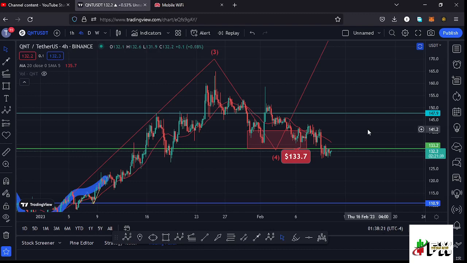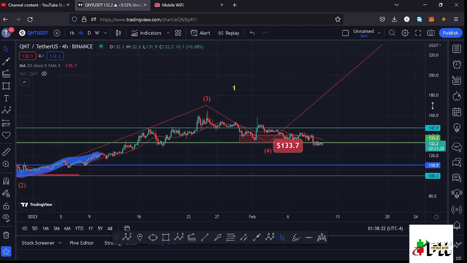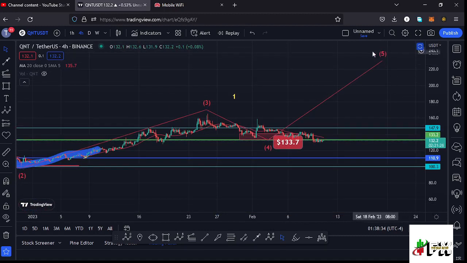We have also continued to obey the Elliot structures, where we have fully maximized our target area to the lower side in the formation of this wave 4, and very soon I'm expecting an explosive move to the upside in the formation of this wave 5 to fully maximize our target areas.